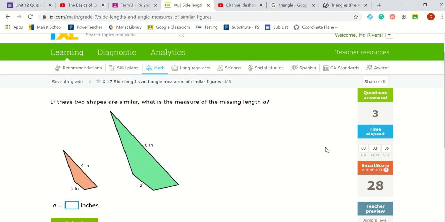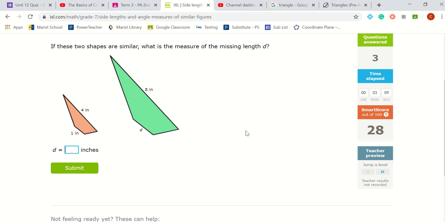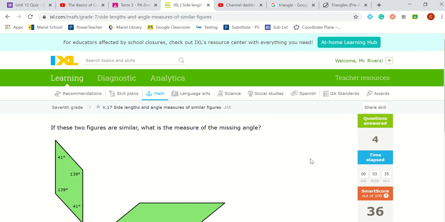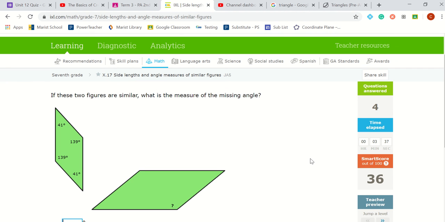All right, if these two shapes are similar, what is the measure of the length of D? Okay, well, 8 down to 4, we divide by 2. Something divided by 2 gives us 1. Oh, let's go the other way. 4 times 2 is 8. 1 times 2 is 2. Corresponding sides in similar figures are proportional. So our similarity ratio there would be 2.